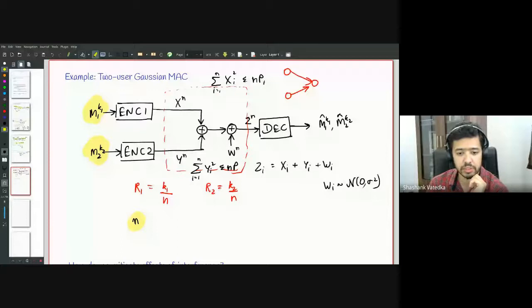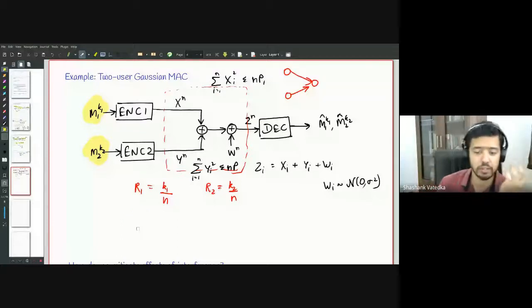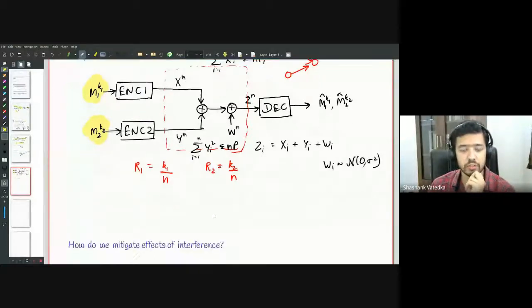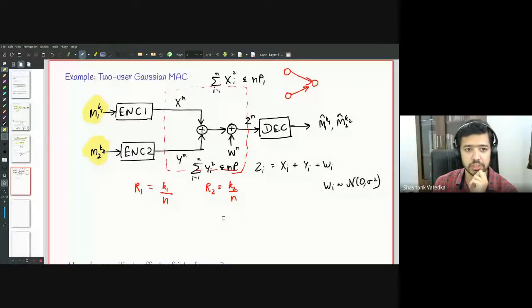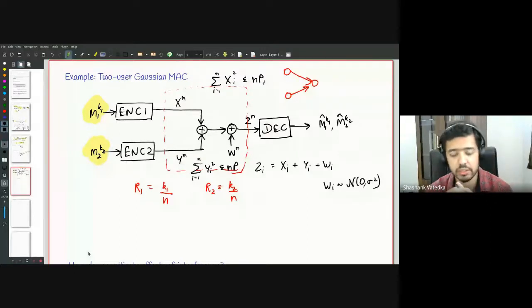Again, I'm not going to be very rigorous with this in this class. We just try to build some intuition for how we model communication systems and how we analyze communication systems. Right? So you have two users who are trying to communicate to a base station, and this is R1 and R2. Suppose all that you know is just what you studied in your information theory course. How would you design a system?